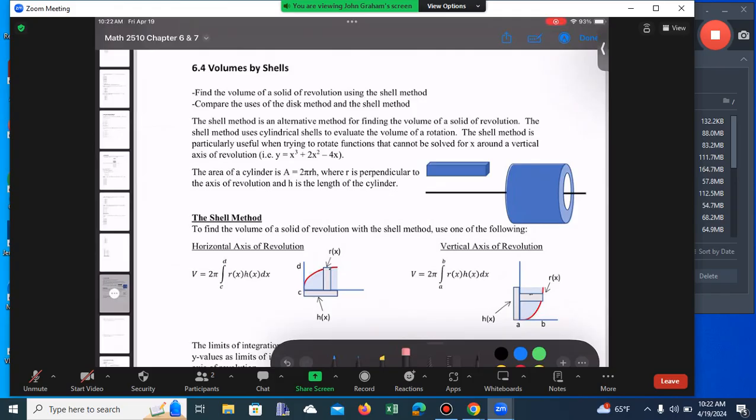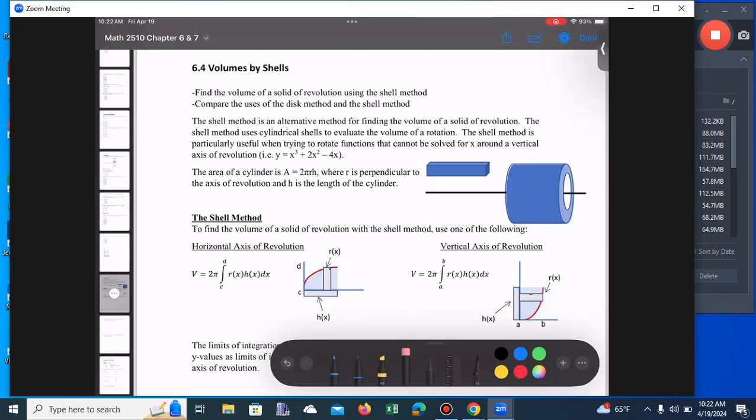Hi, this is Math 2510, and this video is over section 6.4. We're going to look at calculating volumes using what's called the shell method, which is an alternative method to finding the volume. We normally use this when it's not easy to solve for x, and we have to revolve it around the vertical axis, but we're also going to look at how you would do this around a horizontal axis.